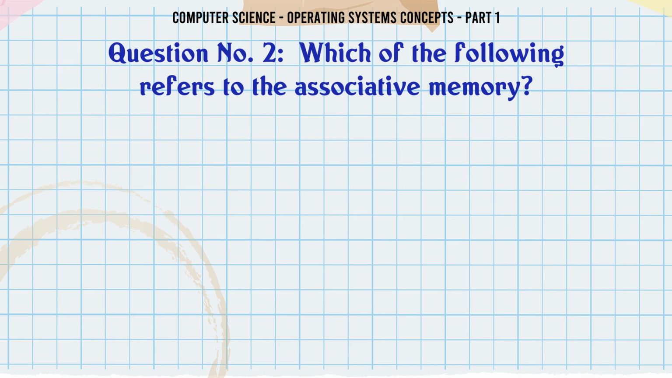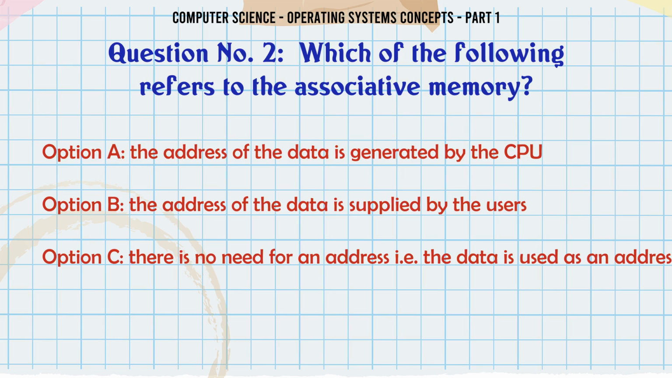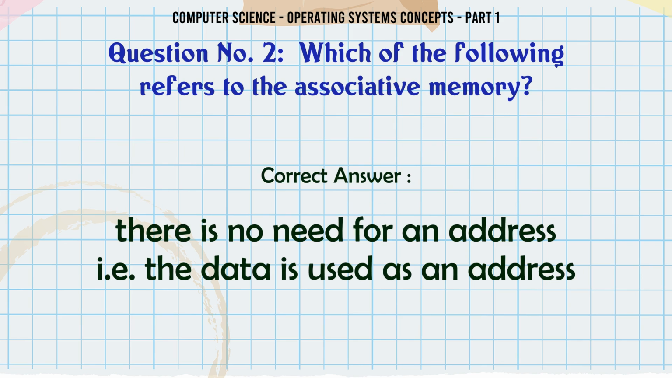Which of the following refers to the associative memory? A. The address of the data is generated by the CPU. B. The address of the data is supplied by the users. C. There is no need for an address, i.e. the data is used as an address. D. The data are accessed sequentially. The correct answer is there is no need for an address, i.e. the data is used as an address.